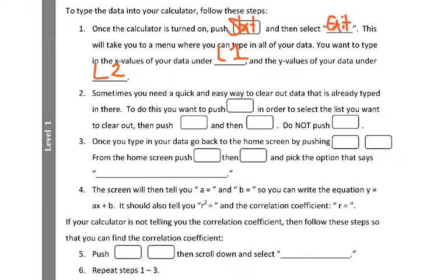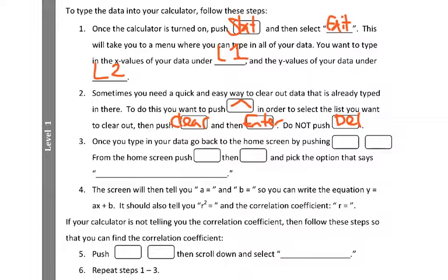This is almost a review, very similar to things that we've seen before. Sometimes you want a quick and easy way to clear out the data that is already typed there. To do this, you push up to select the list you want to clear out, then push the clear button, not the delete button. Push the clear button, and then enter. Do not push delete.